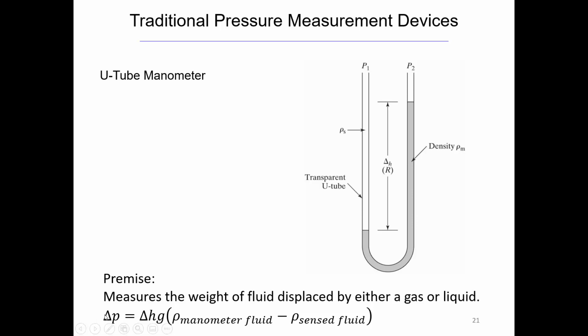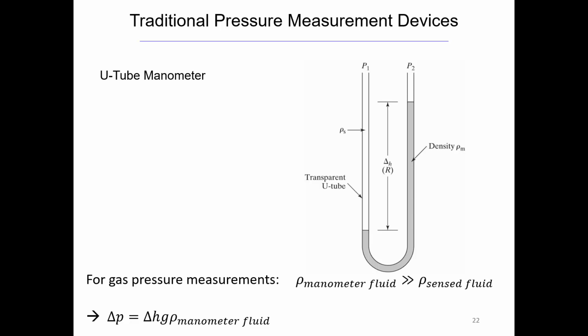But first, this formula: the change in pressure, so the differential pressure between these two, is equal to the change in height times gravity, because we need the weight, times the density of this fluid here minus the sensed fluid here. So that's how we get the change in pressure. That equation there is particularly important if we're measuring a liquid. We're going to simplify it down for gas in a minute. That note that popped up is just saying sometimes change in H is R. You might see either of those symbols for this one.